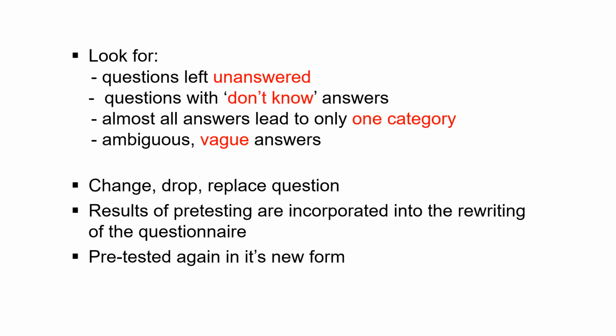With pre-testing, you look for questions which are left unanswered, those with don't know answers, those with answers leading to only one category, those with ambiguous or vague answers, because if there are, you need to change, drop, or replace the question. The results of this pre-testing are incorporated into the rewriting of the questionnaire, and then it's pre-tested again in its new form.